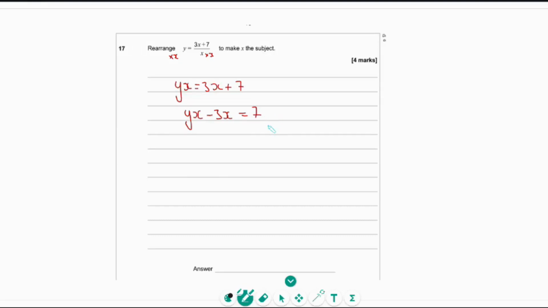This is a sticking point for a lot of people here. What you need to do is factorise it by putting it into a single bracket and isolating your x. And then I'm going to divide both sides by y minus 3. That's my answer.